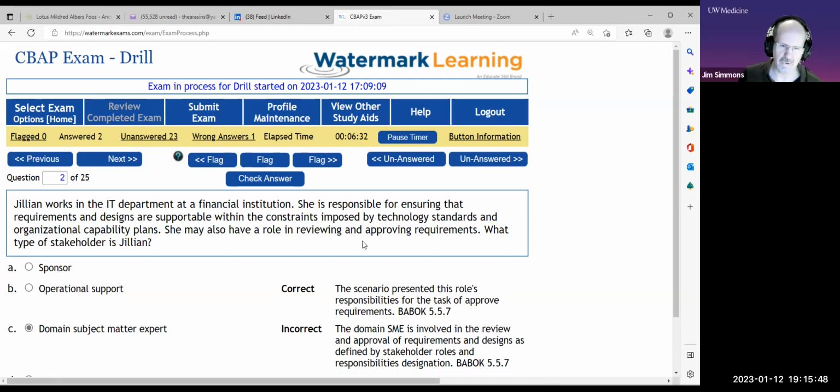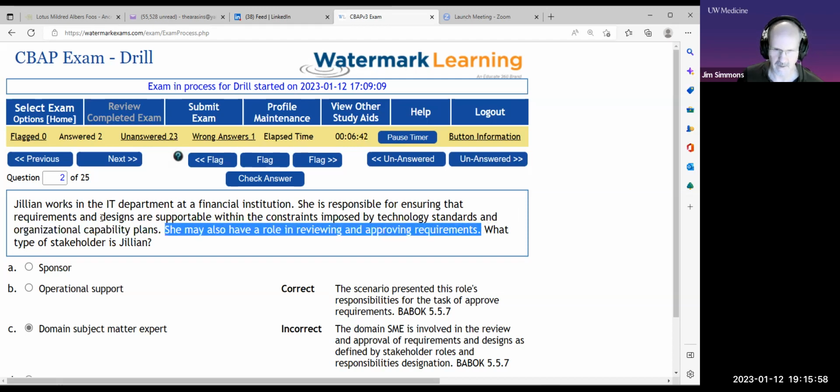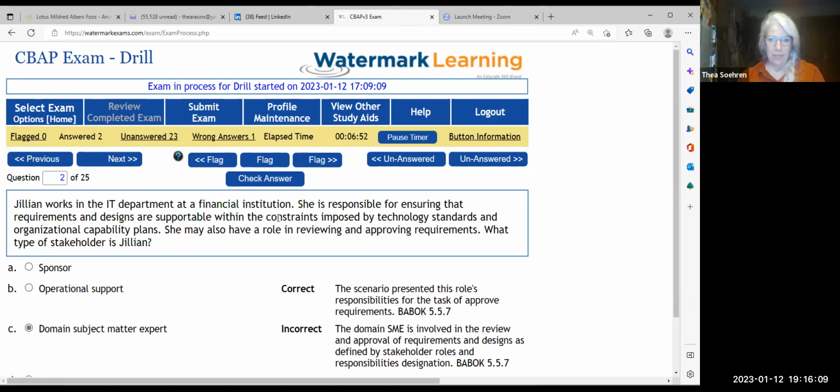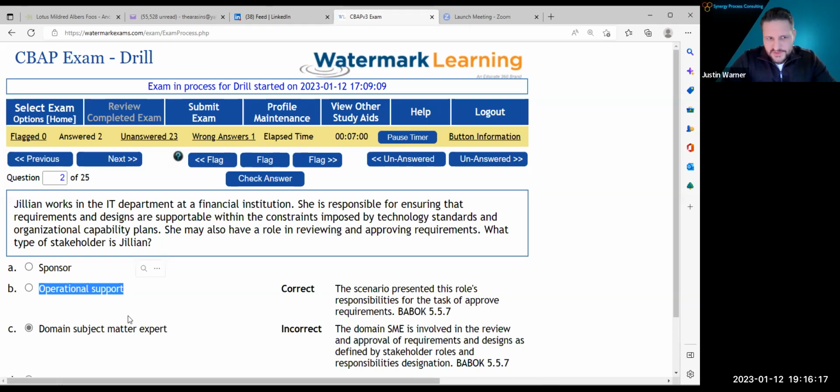So it sounds like our clue here is to look at that one of her main responsibilities is making sure that designs are supportable. Well, that would throw us to, because I was with you going for domain subject matter expert. Well, I think it's right here, within the constraints imposed by technology standards and organizational capability plans. So she's organizational support. I could understand operational support being involved with organizational capability plans, but not so much with the technology standards.